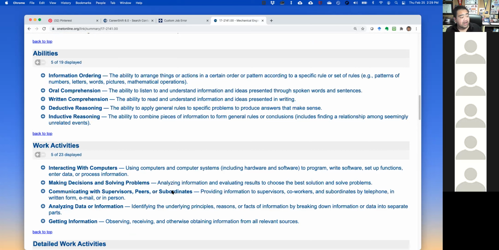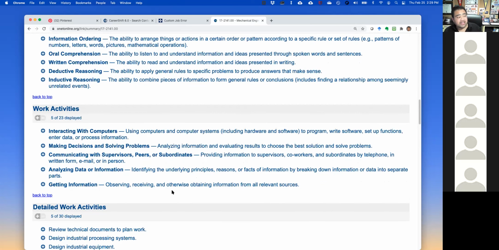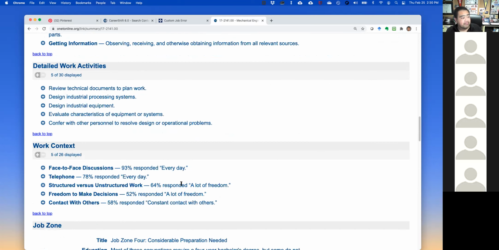Work activities span different types of projects you may be working on. If you have this, maybe consider utilizing some of the language and transforming your resume to incorporate the language that you see here. Okay, that's why I bring this up.